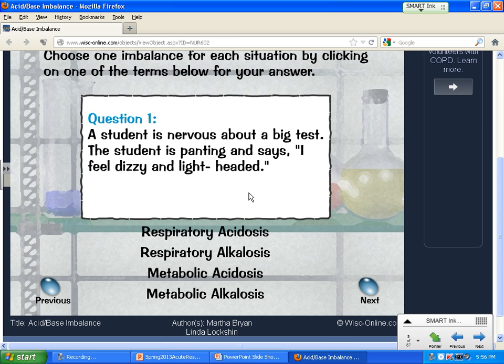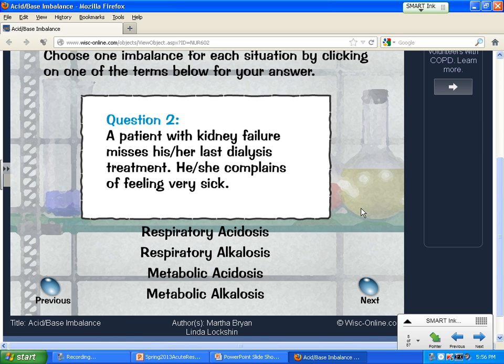So the student is nervous about a big test. Student is panting, says, I feel dizzy and lightheaded. What acid-base imbalance are they in? Respiratory alkalosis, right? Because what are they doing? They're hyperventilating, they're blowing off too much CO2. And see, it tells you that's correct. It gives you feedback. Patient with kidney failure misses the dialysis treatment, complains of feeling very sick.